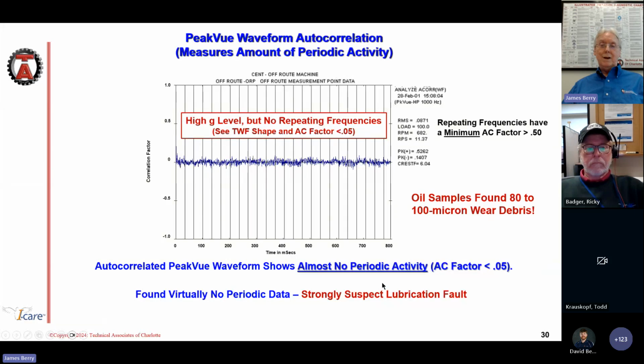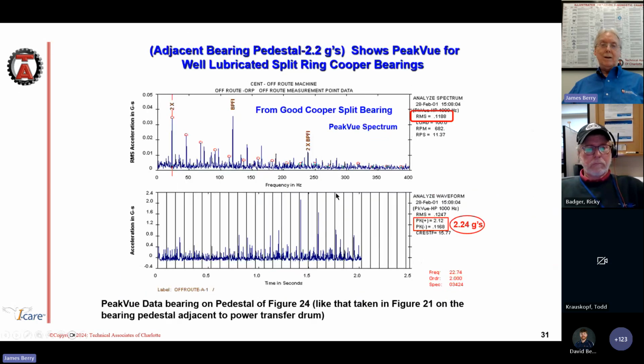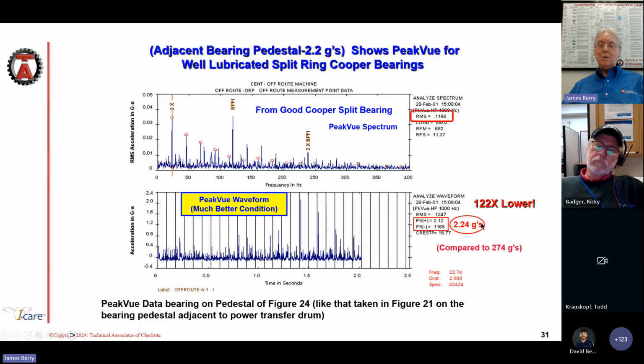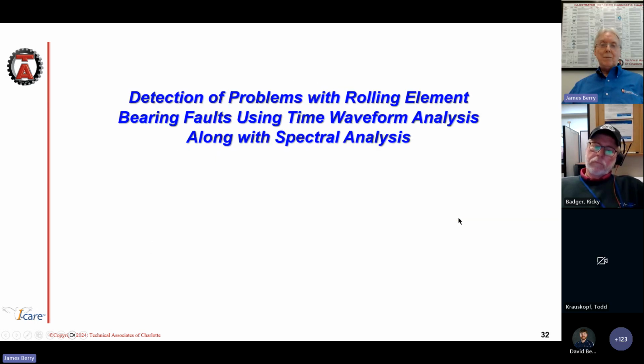Lubrication fault, all right? Oil samples were next taken. We found 80 to 100 micron wear debris. So this thing was badly, badly damaged, all right? So then we compared it with a good one. Once this thing was replaced, it dropped from 274 Gs down to 2.24 Gs. Far better condition. And I'm going to have to wrap things up here.